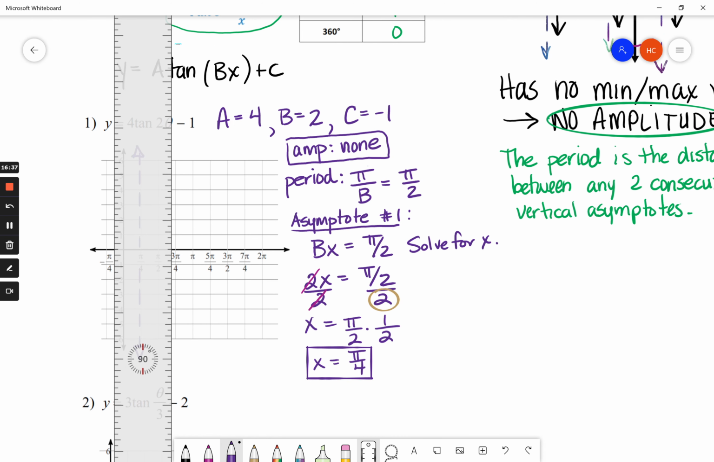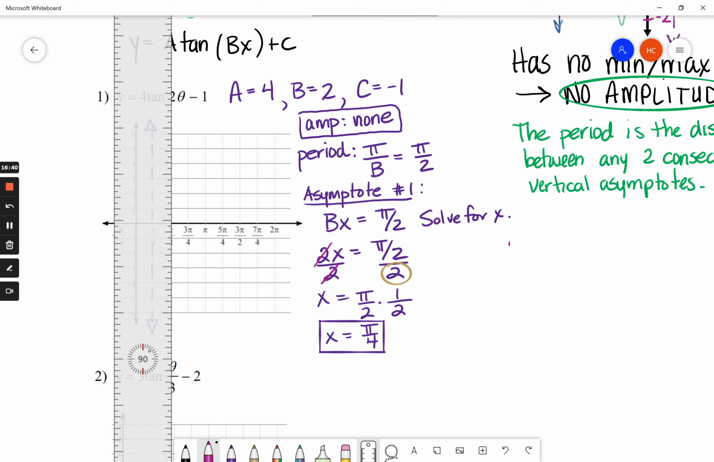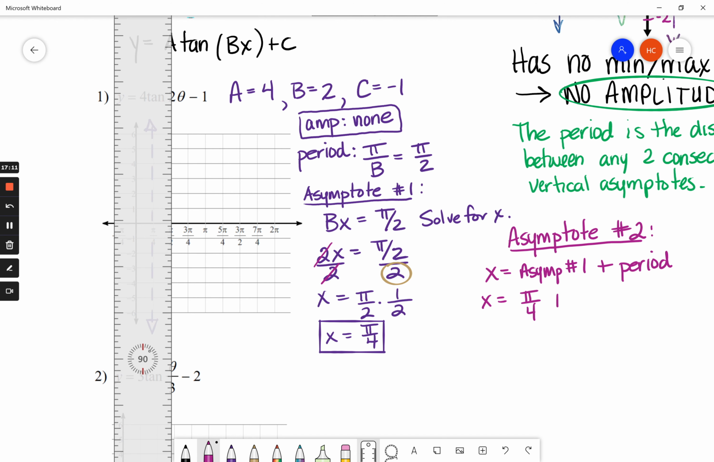Asymptote number 2, let's do it in a slight pink here. Asymptote number 2 is always going to depend on the answer you found in asymptote number 1, because the equation for asymptote number 2 will be x equals the asymptote number 1 equation plus the length of your period. Asymptote number 1 was pi over 4, plus the length of your period, which you found at the beginning to be pi over 2.